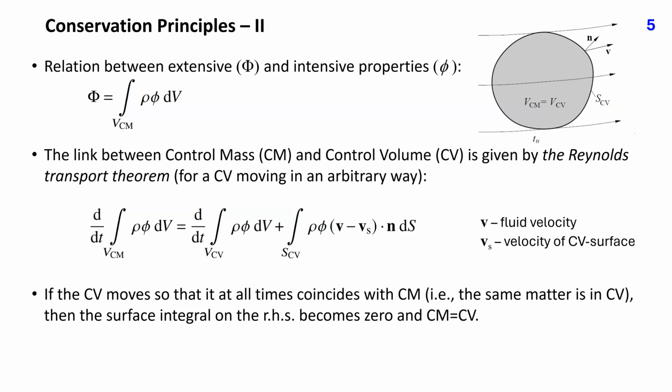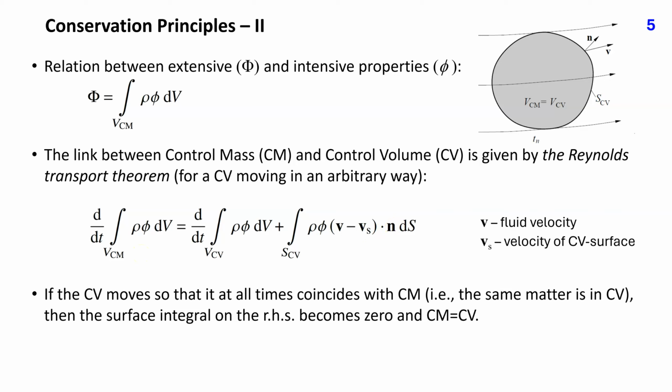This link between control mass and control volume analysis approach is given by the Reynolds transport theorem, which is mathematically expressed by this equation. Here ρ is density, v is the fluid velocity vector, Vs is the velocity of the control volume surface S, and n is the unit vector normal to the surface and pointing outward.